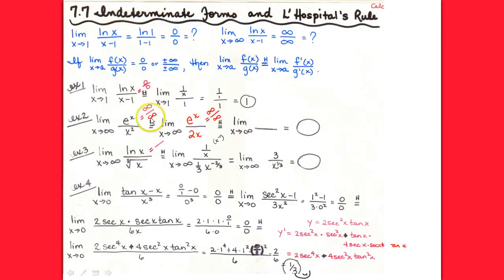So if there is more than one h in your problem, that means you've done L'Hopital's more than one time. If there are 2 h's, you did it twice. If there are 3 h's, you did it 3 times. So don't keep writing that h on your equal sign. You only write it when you actually perform L'Hopital's.